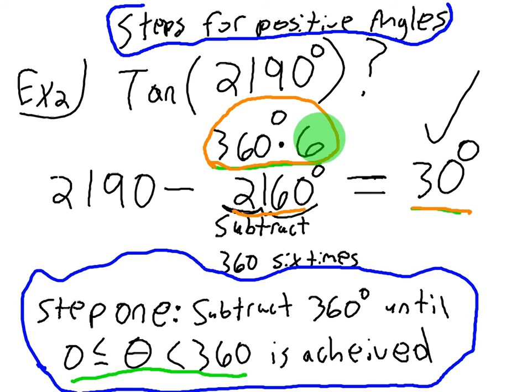So 360 times 6 is 2,160. I can see that if I subtract that from 2190, I'm going to get something between 0 and 360. In this case, 30 degrees.